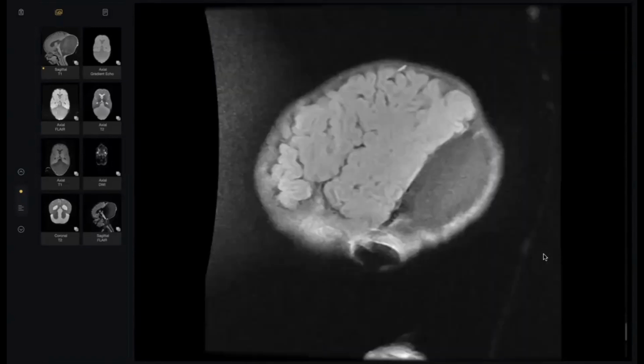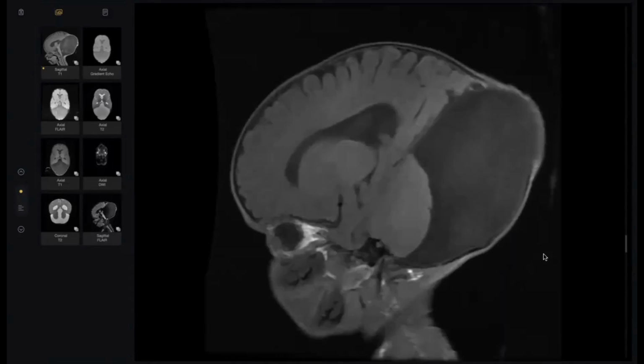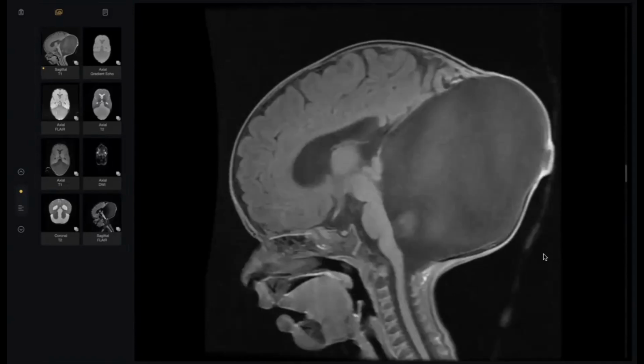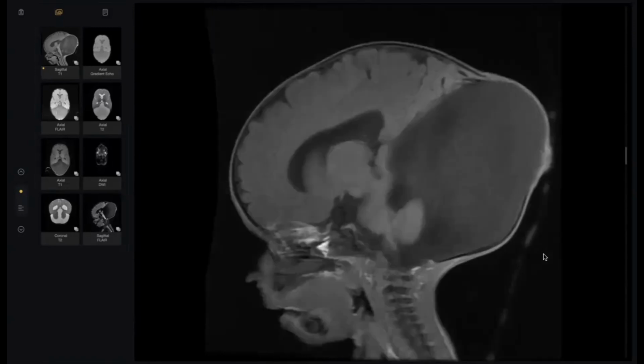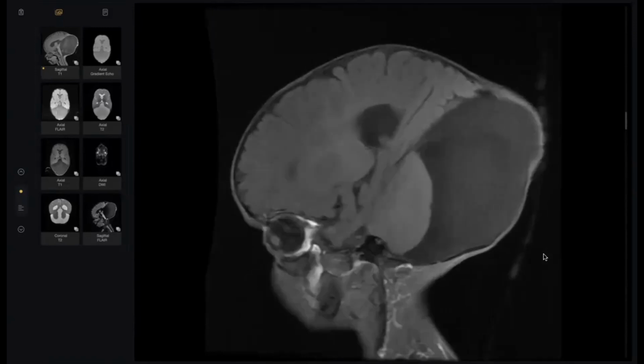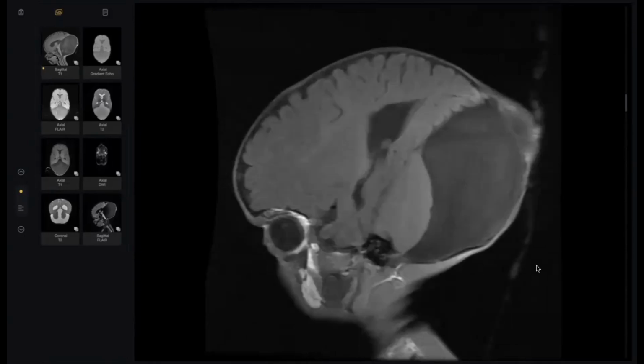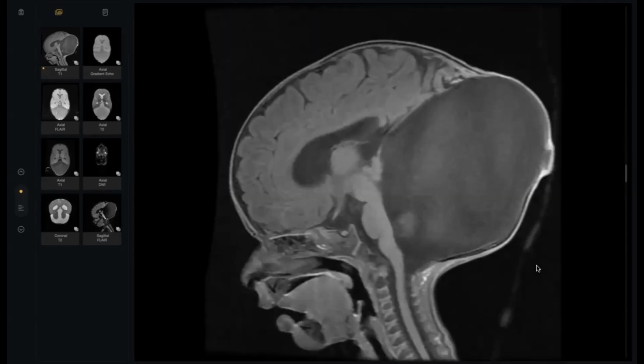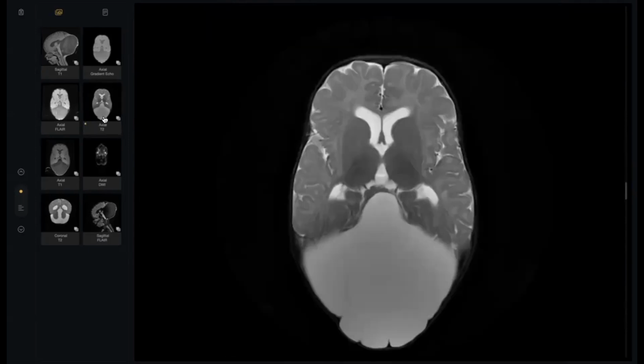Okay, these are sagittal T1 weighted images of the brain of a child. I can appreciate that there is a large cystic lesion in the posterior cranial fossa, likely in the region of the foramen magnum. I will confirm it on the axial images. There is thinning of the overlying occipital region of the skull vault. This is on the T2 weighted axial images.